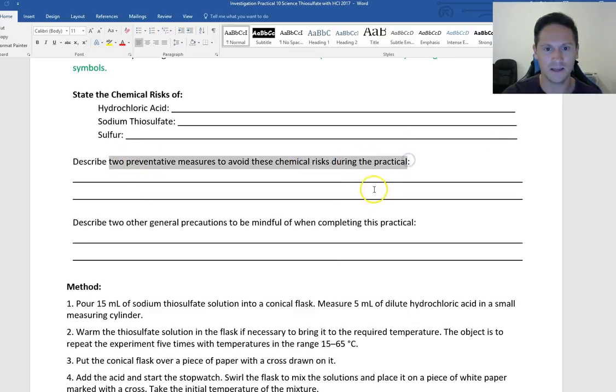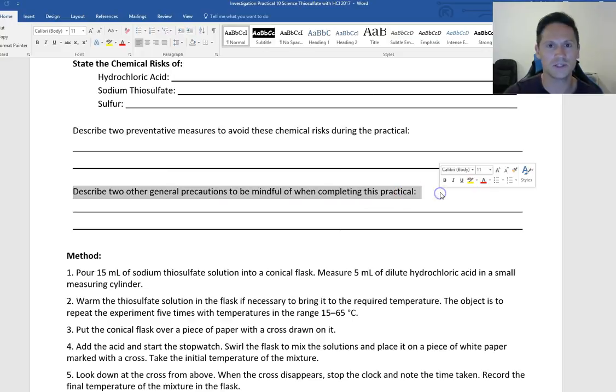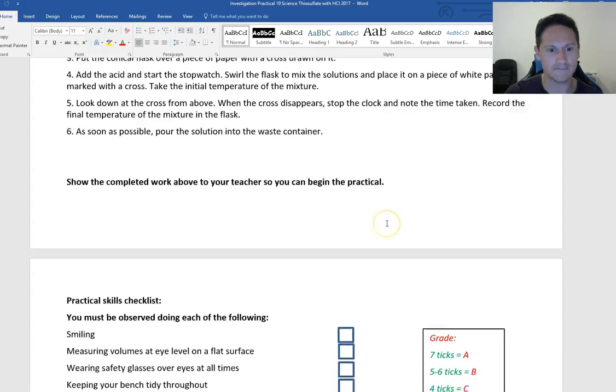Preventative measures to avoid chemical risks. It's what you're doing in the practical in order to avoid these hazards. So it might be to do with wearing your safety protection, wearing your gloves, that kind of thing. Other general precautions, just typical lab stuff that you need to be mindful of. So anything that you would be doing every single practical, that's what you want to write down here.